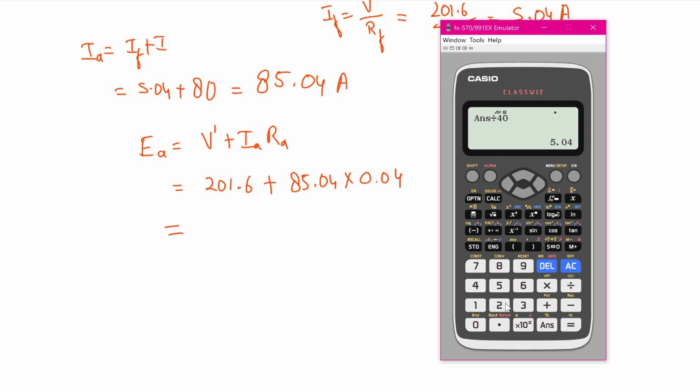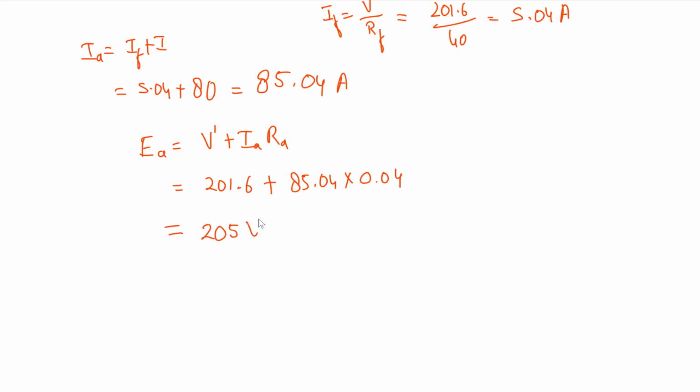Let us see, putting this in the calculator: 201.6 plus 85.04 into 0.04. So we will get 205.205, it's like 205 volt. So this is the EMF generated. We got this answer, so we have solved this question. Let's proceed to the next question.